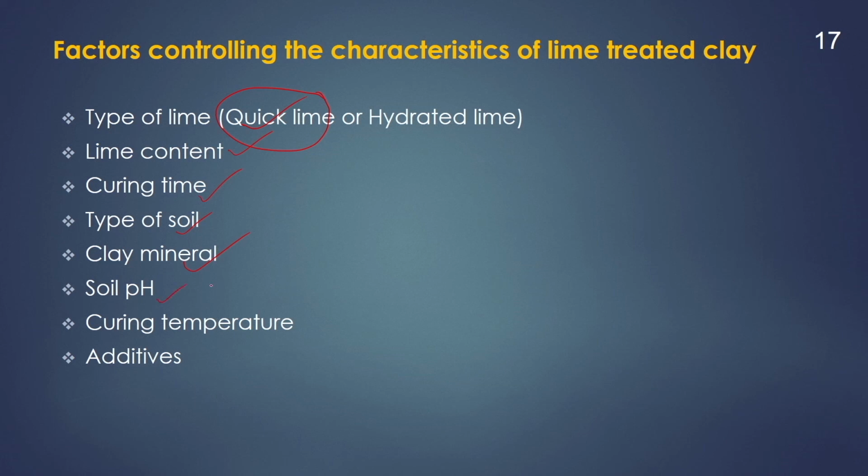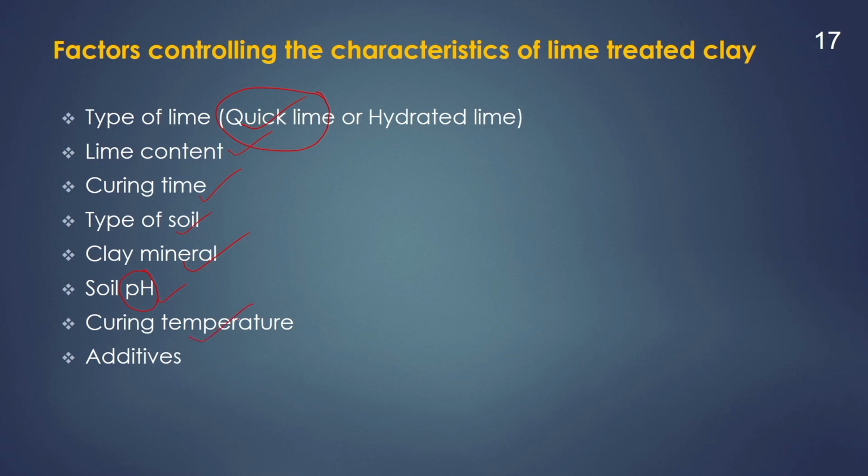Next is the soil pH. The cation exchange process, which generally takes place in lime soil reaction, is pH dependent. As we studied earlier, the pH can affect the cation exchange of the soil. Therefore, when we change the pH of the soil, that also controls the soil lime reaction.